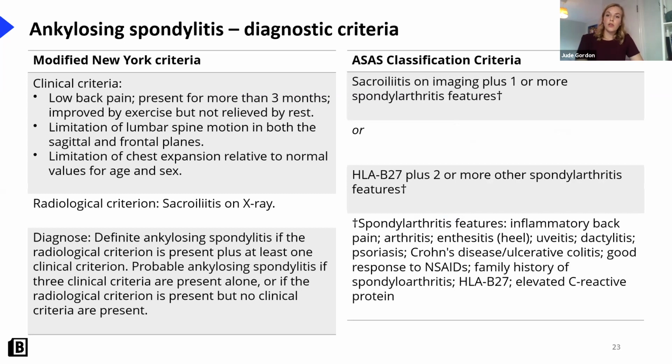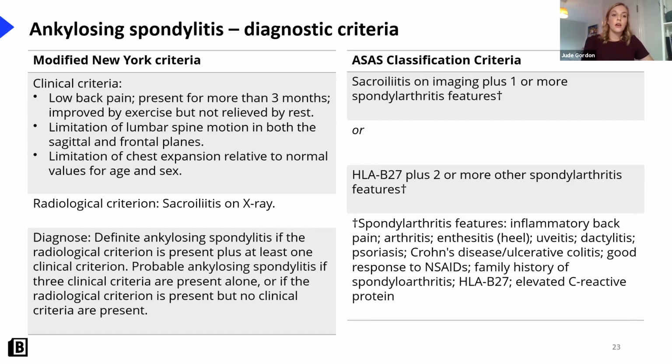I'm not going to go through this in a huge amount of detail, but it's just to highlight that there are various different diagnostic criteria that the rheumatologists use for this. It is a condition that needs referral, so if you were suspecting this in a primary care setting, you would be referring on to rheumatology to get a definitive diagnosis.